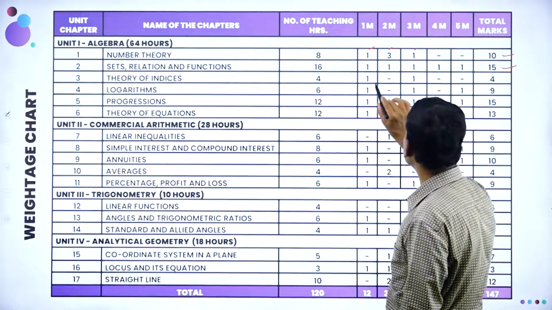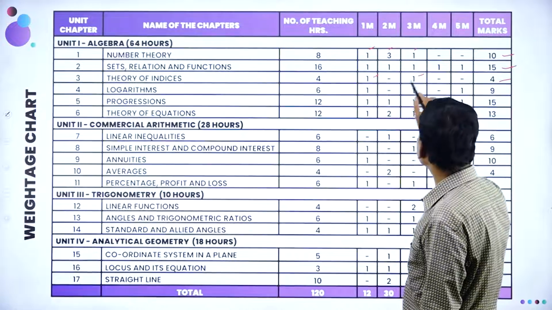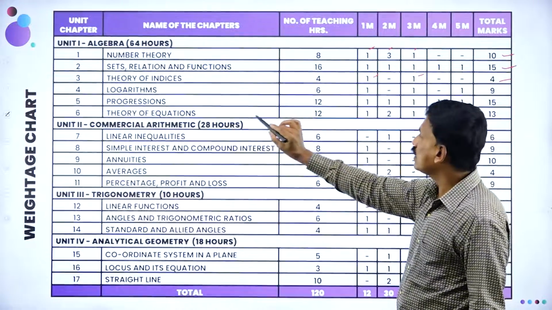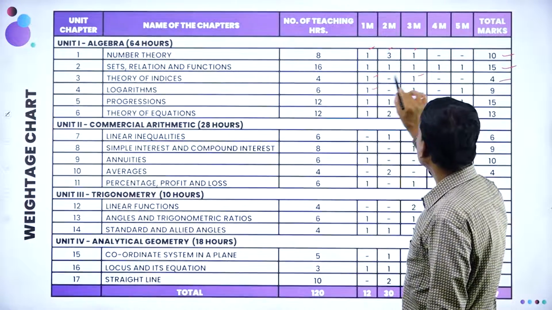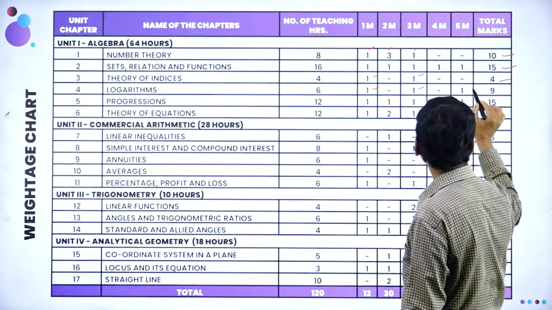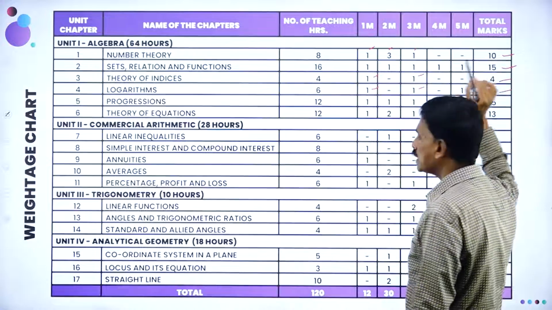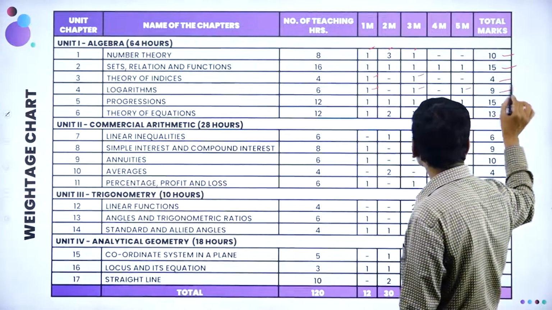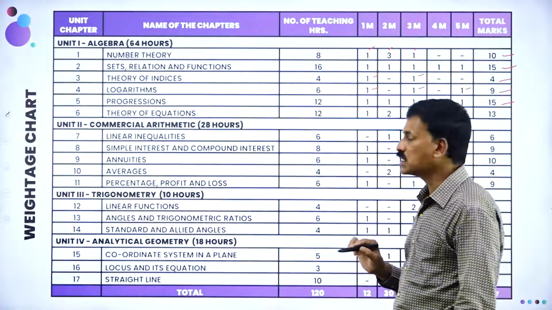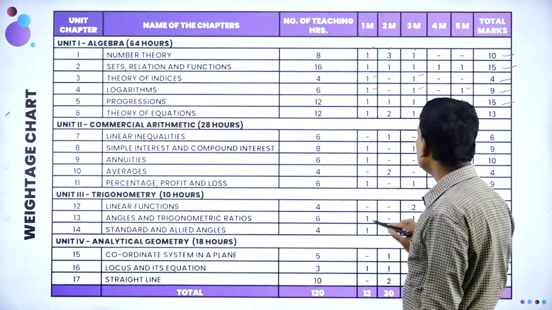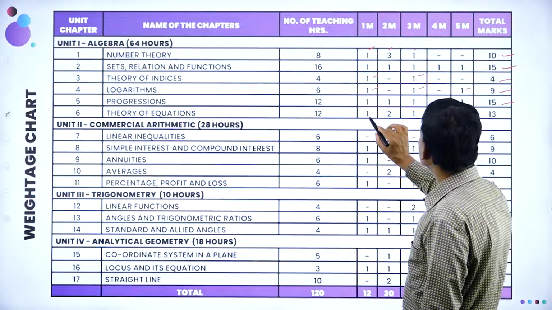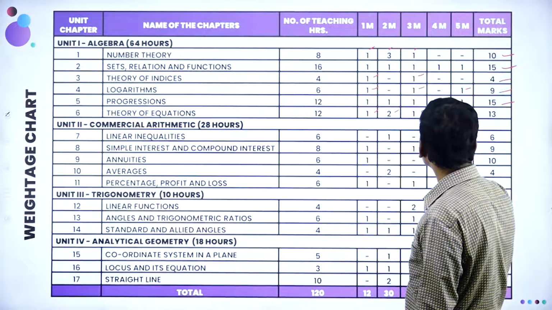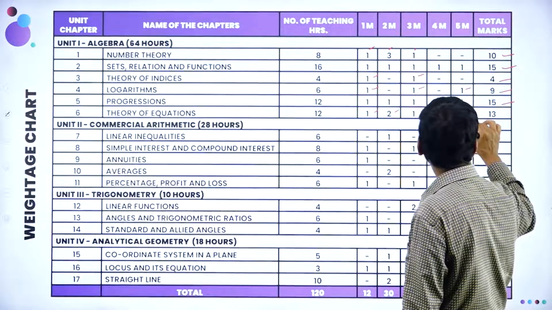Whereas in theory of indices, you will get only 1 mark 1 question, 3 marks 1 question, totally 4 marks, no 2 marker. Again in logarithms, 1 mark 1 question, 3 marks 1 question and 1 5 marks question, totally 9 marks. Whereas in progressions, all types of questions appear here, 1 mark, 2 marks, 3 marks and 5 marks. Whereas in theory of equations, you will get 1 mark 1 question and 2 marks 2 questions, 3 marks 1 question, no 4 marks question and 1 5 marks question.